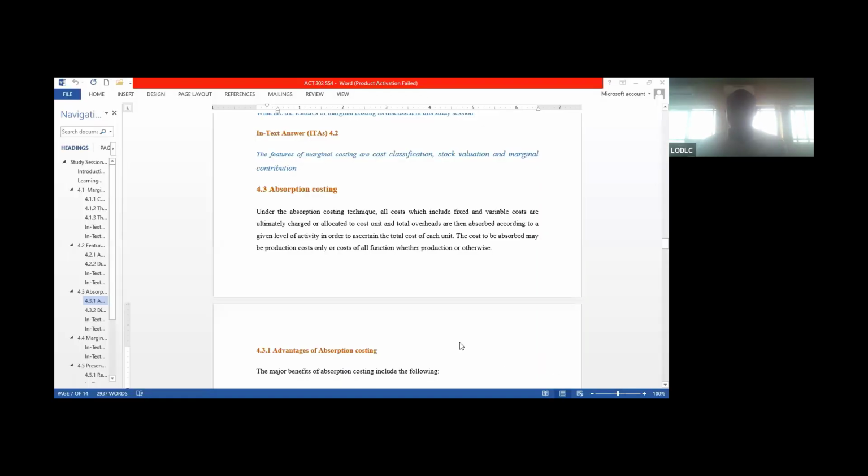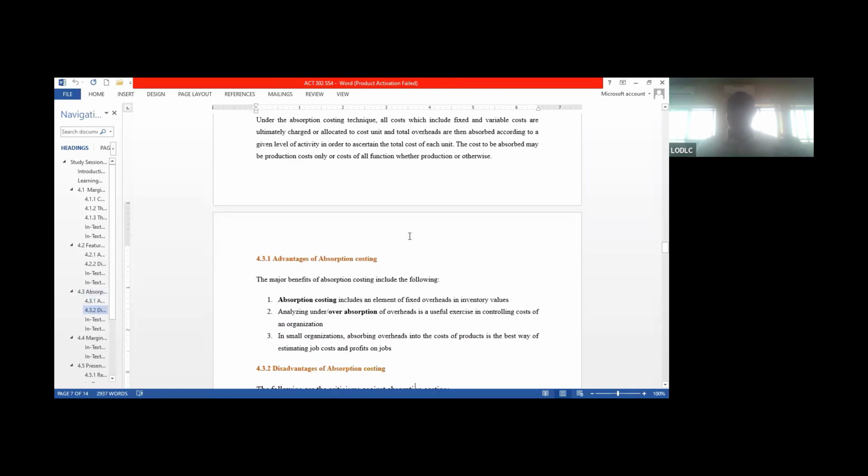I'm sorry for the interruptions. So what I'm saying is that absorption costing is regarded as full cost. So now, what are the advantages and disadvantages of absorption costing?